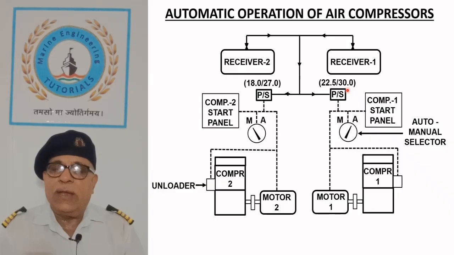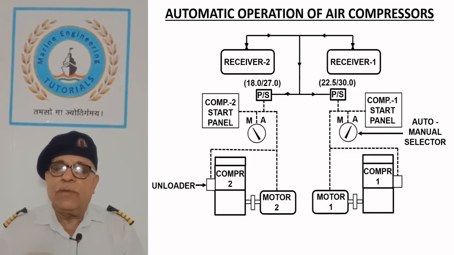During shift maneuvering, the engine starting gear requirement is considerably high, which requires both compressors to be used on automatic mode. If the pressure in the starting gear receiver drops to 18 bar, the pressure switch starts compressor number 2. When the pressure reaches 27 bar, the pressure switch cuts off that compressor, whereas compressor number 1 will continue to work until pressure reaches 30 bar.